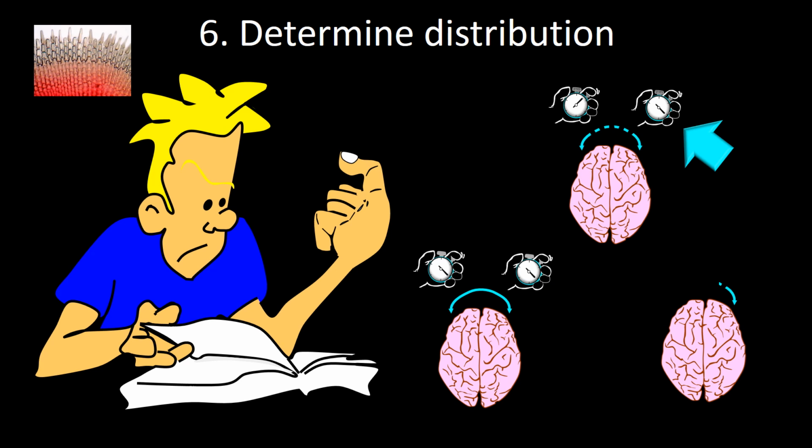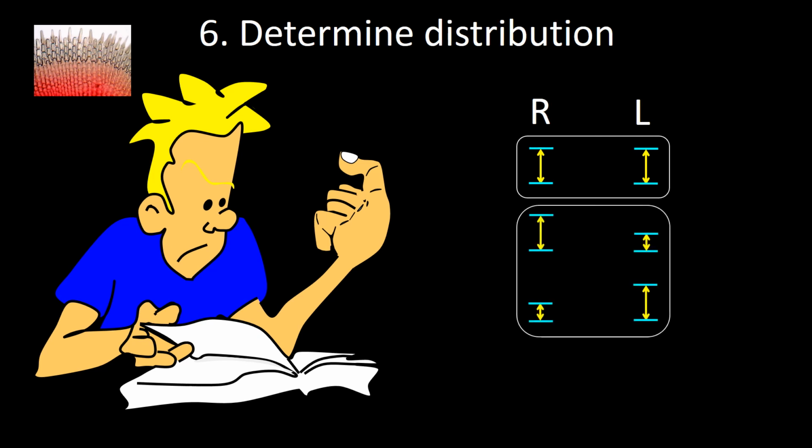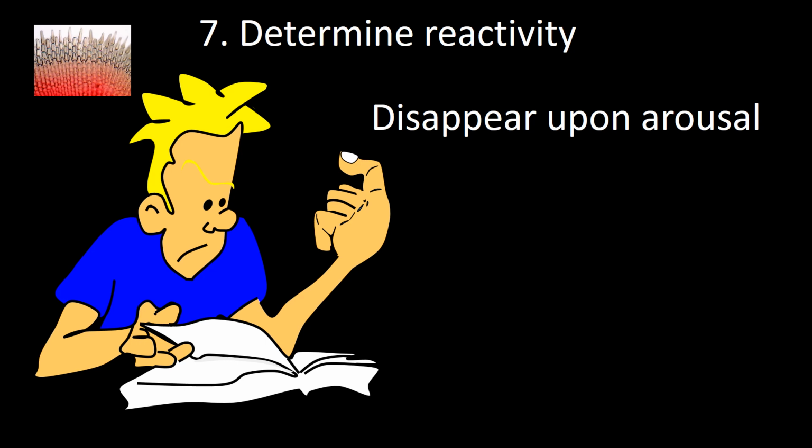The bursts most of the time are asynchronous, but at times they are synchronous and at times unilateral. When bilateral, they tend to be symmetrical, or at times having alternating predominance. They disappear upon arousal.